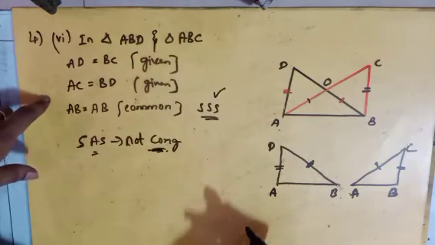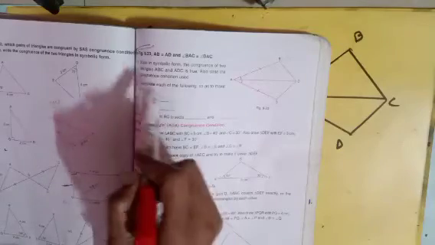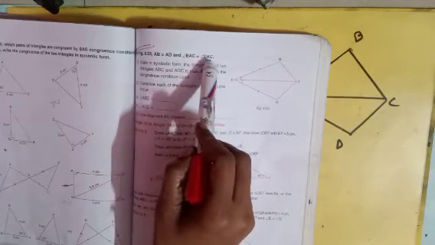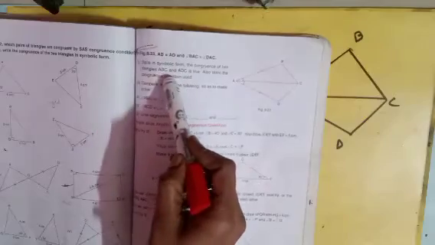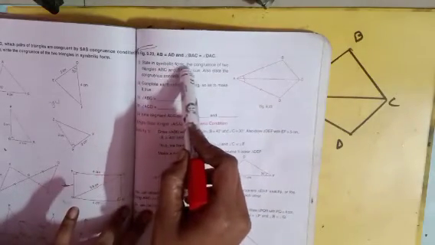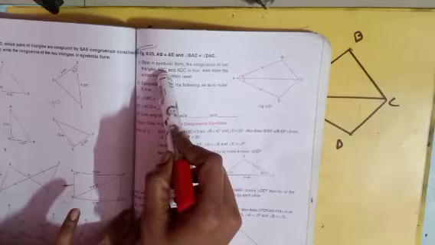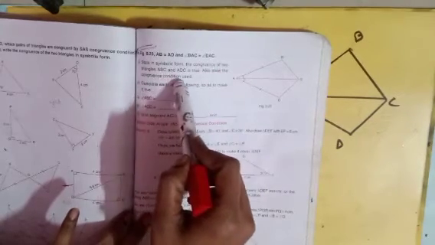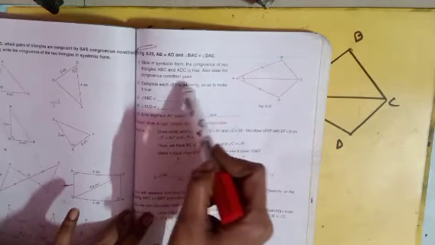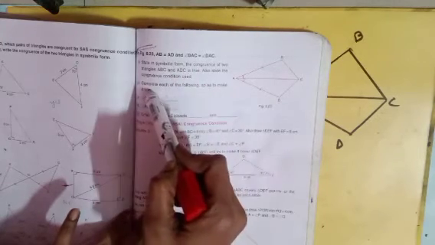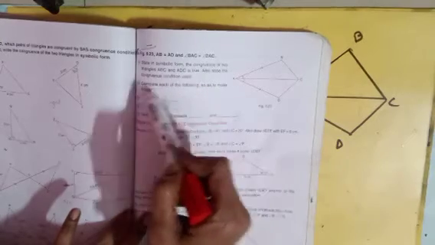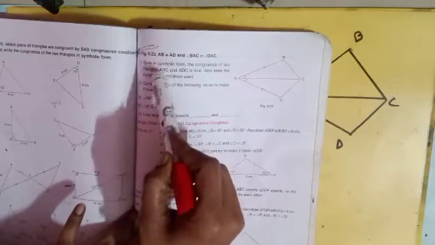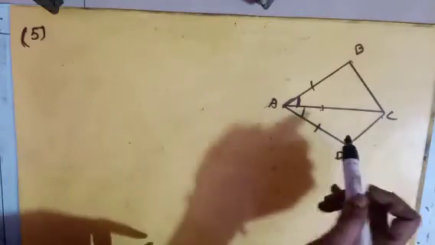Let me solve the next one. Fifth one, in the figure, AB equals to AD and angle BAC equals to DAC. The first question they asked: state in symbolic form the congruency of two triangles ABC and ADC, state the congruency condition used, and complete the following so as to make it true. The angles are given. First, let us solve the first question of the fifth one.